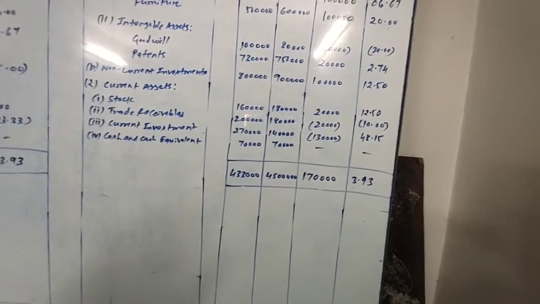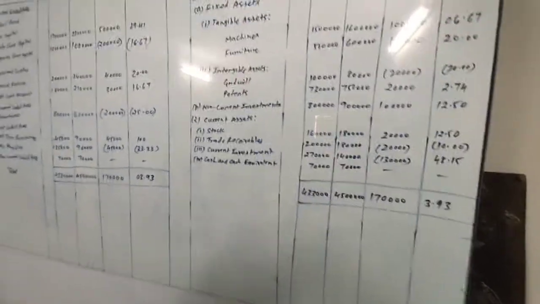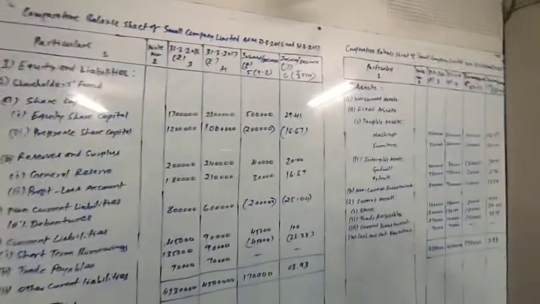Okay, so friends, this was comparative balance sheet. This is how we have to prepare comparative balance sheet, right? And this was sum number 9.